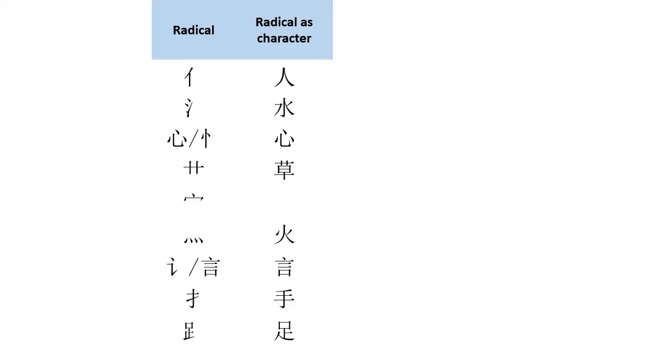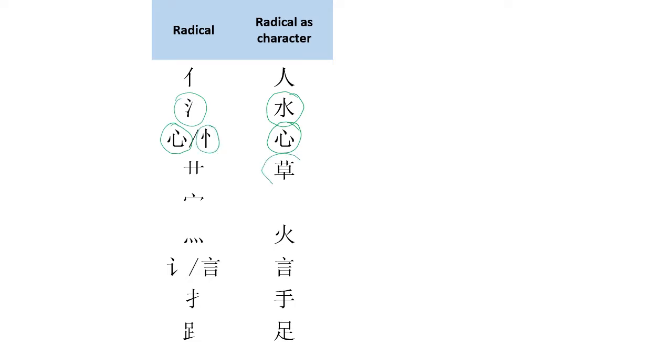And you may have noticed that I've jumped the gun a bit, because a radical can take different forms depending on where it is in the character. For instance, I gave you an example just now that this is the character for water, but when we use it as a radical, we often see it like this. Or I gave you the example of the heart, a heart as a character, and sometimes it remains like this, but sometimes it can be written like this.